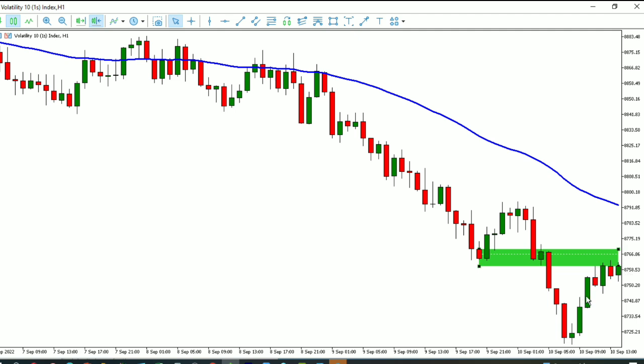The next thing that you are going to be looking at is looking for things like reversal candlestick patterns or chart patterns, right?